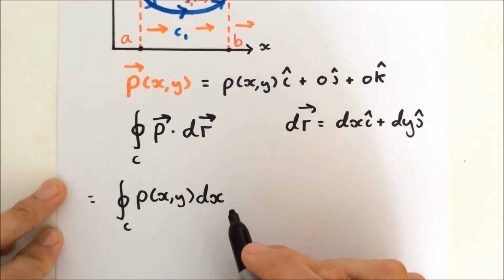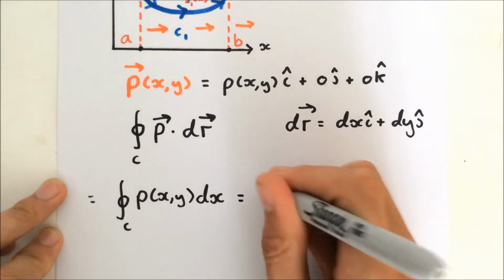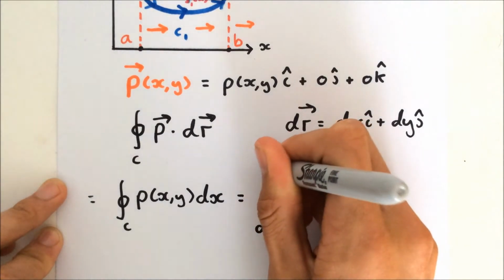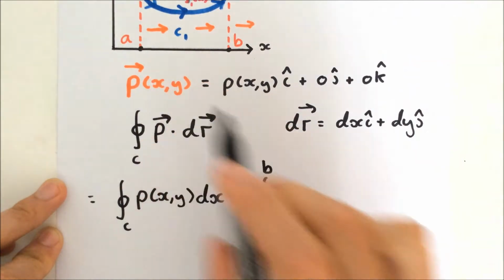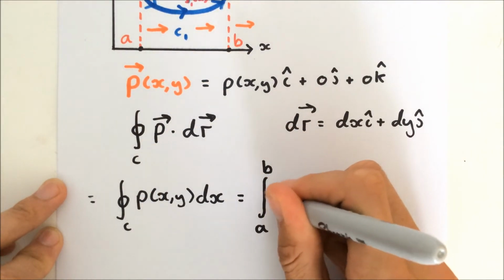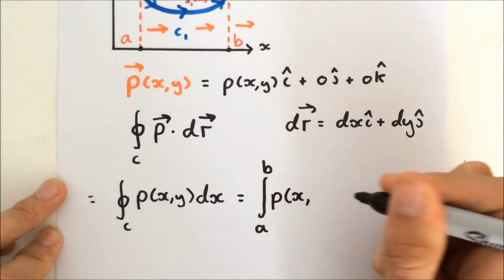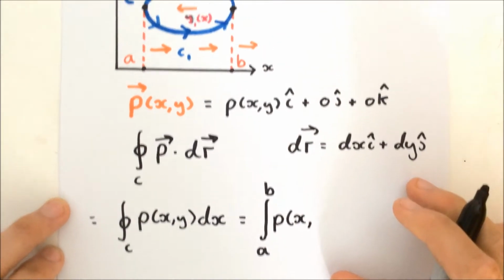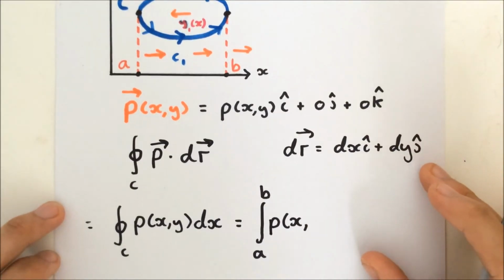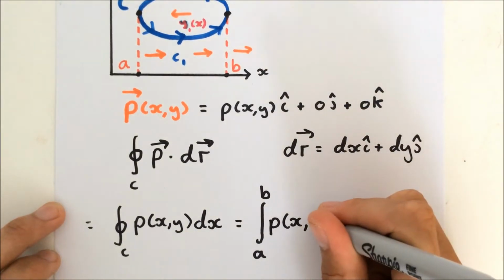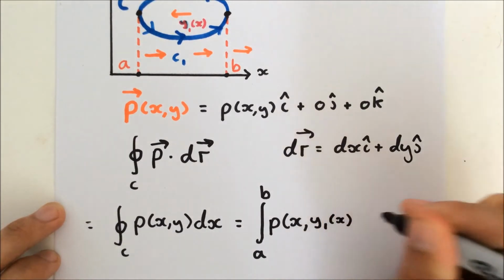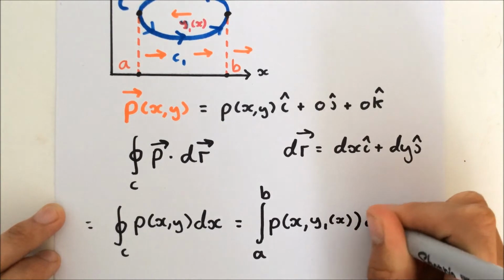Now we can expand this. We can take the integral from A to B, which of course is along C1. And so that becomes P of x, but remember, the y values were y1 of x. So P(x,y) becomes P(x, y1(x)) dx.